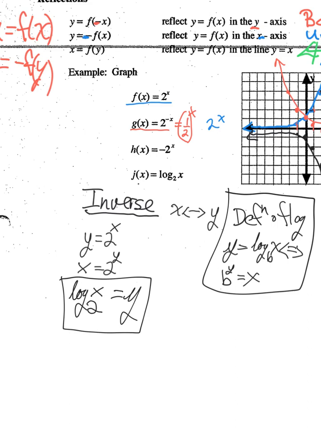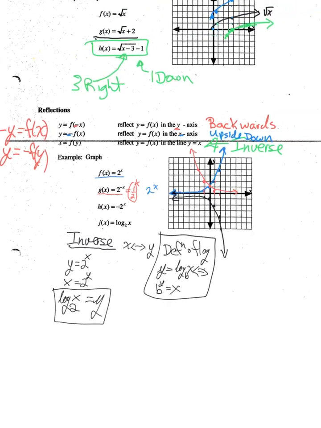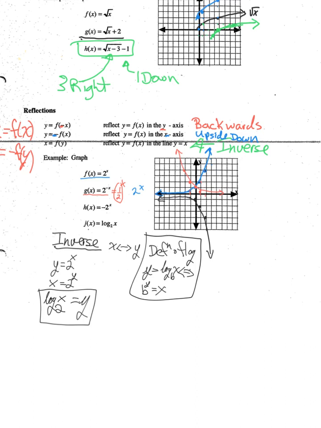So what does an inverse do? An inverse reflects it over the line y equals x. That is, it's reflecting it across this line. So take that red graph and reflect it across that line, and this is what you're going to get. The horizontal asymptote will become the vertical asymptote, the y-intercept will become the x-intercept. You're going to get that function. That is your log to the base 2 of x.